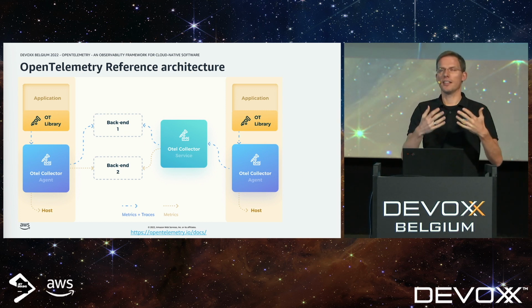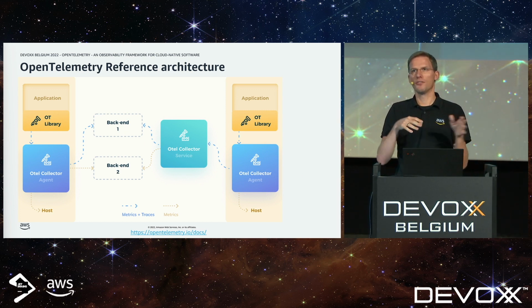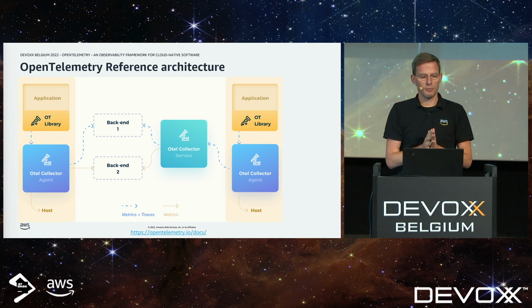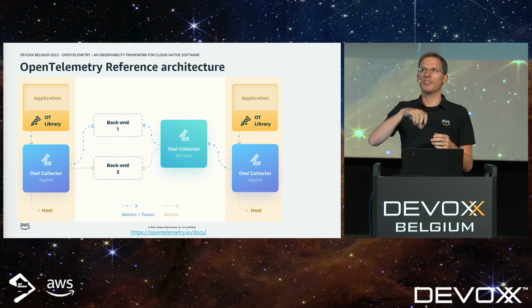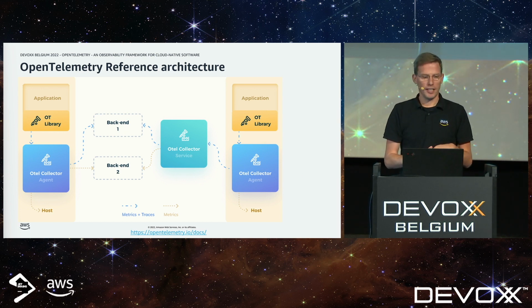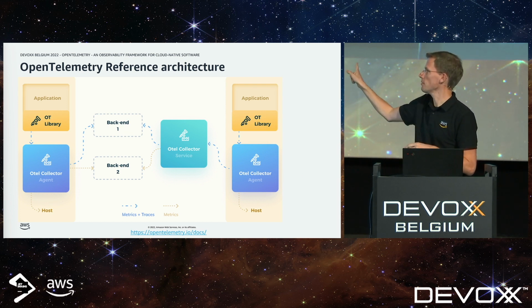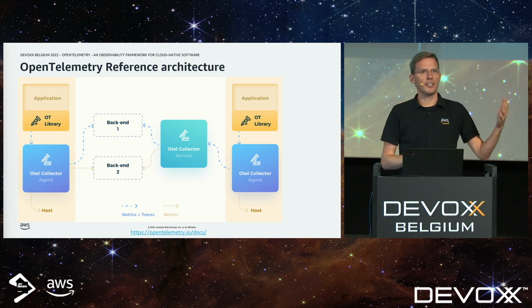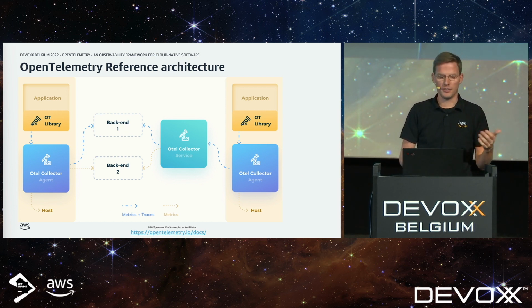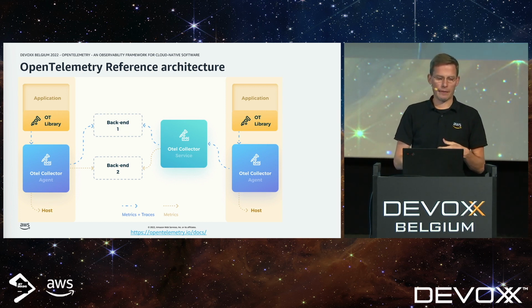And then the data that gets generated using the library needs to flow somewhere. And to do that, we have the OpenTelemetry collector that lives outside of the application. It can be deployed on the same host, that's one on the left or on the right. Can be a sidecar, for example, if you are doing containers. That's one way to deploy it.